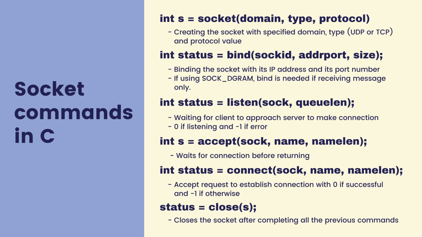Then we have int s = accept(sock, name, namelength) with sock, name and name length as the parameters, which is waiting for a connection before returning. Then we have int status = connect(sock, name, namelength) with sock, name and name length as the parameters. This function is to request to establish a connection, with 0 if successful and -1 if otherwise. Then lastly, we have status = close, which is to close the socket.